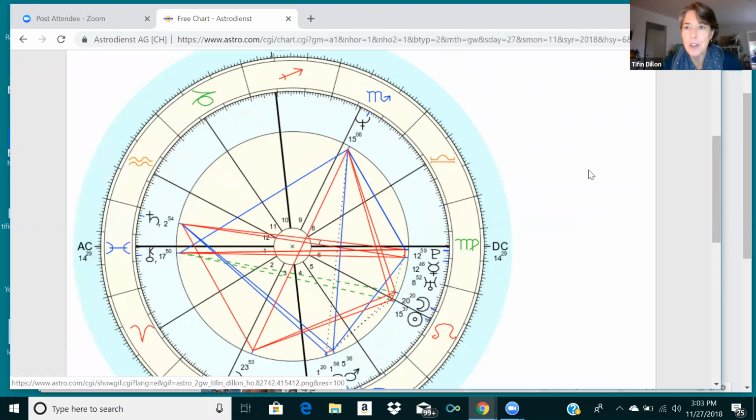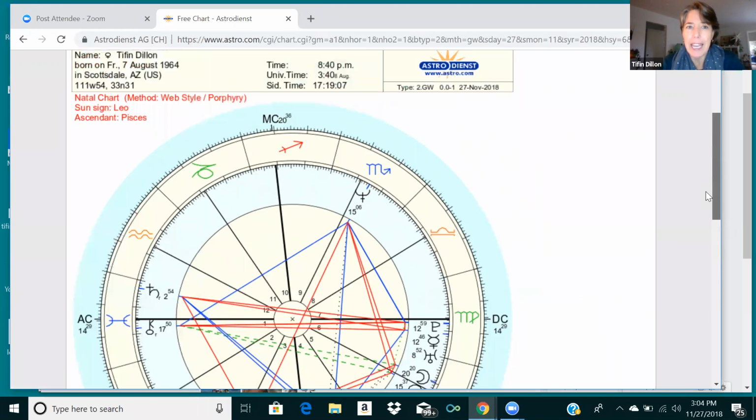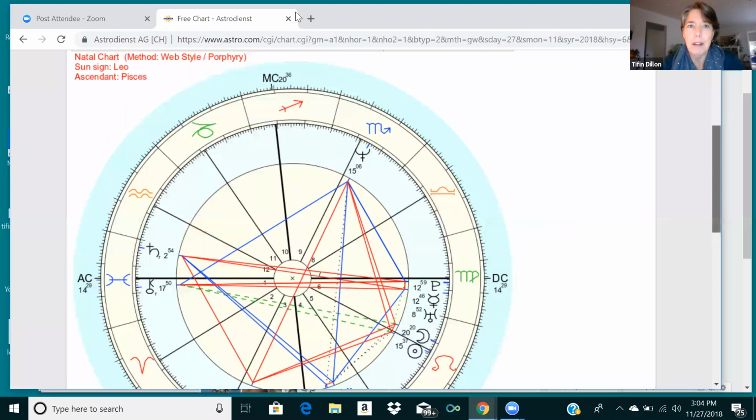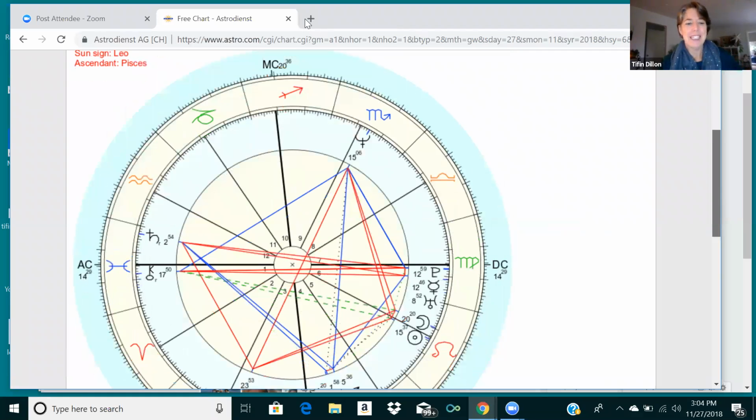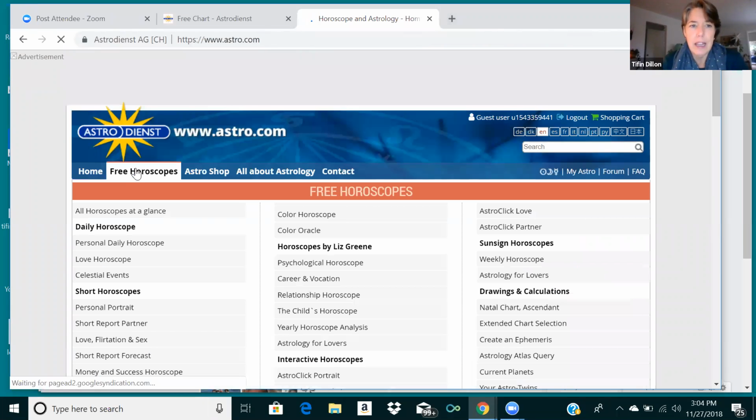So I want to go back really quickly and show you again how we can pull up the chart. I love to review. So we're going to pull up another tab, and we're going to go to astro.com. Okay, you're going to get a screen like this. You're going to go to free horoscopes and come down here under extended chart selection. Might take a second.